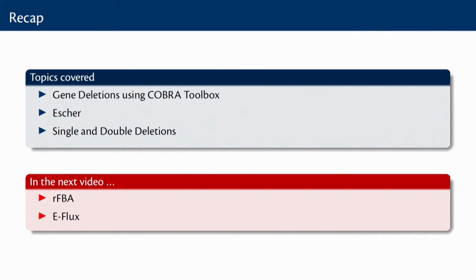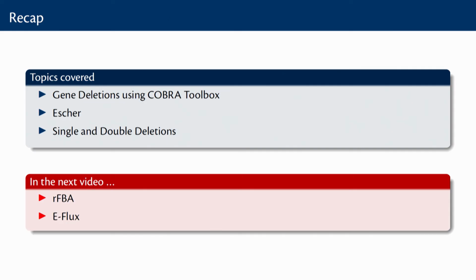So in today's lab, we had an overview of how we perform gene deletions using the COBRA toolbox. I also showed you this interesting tool called Escher, which gives you a visual picture of what happens when you delete genes, and you can also see when the organism stops growing and so on. And we also looked at single and double gene deletions.